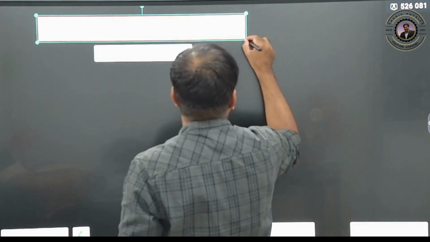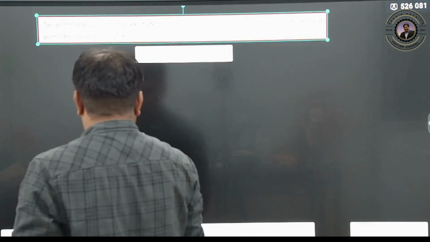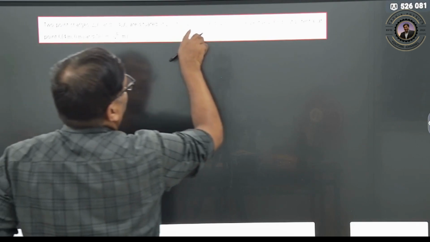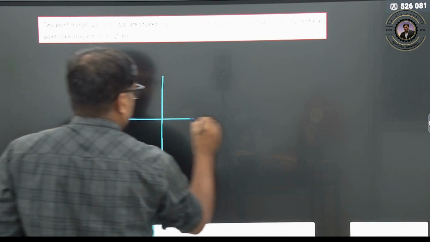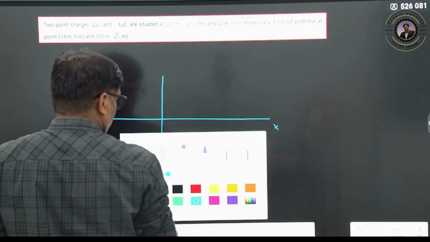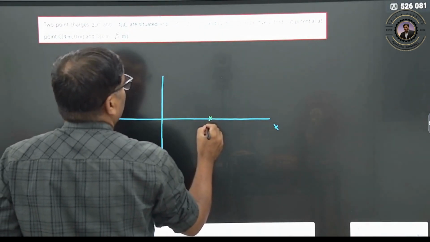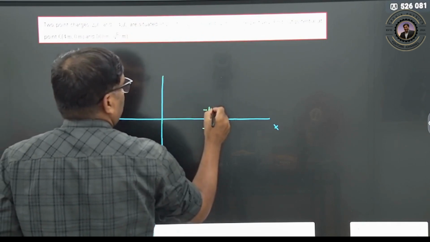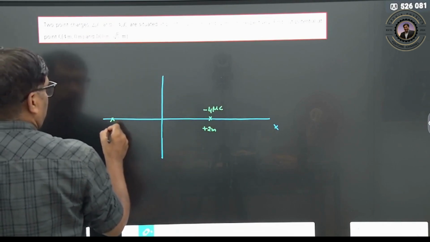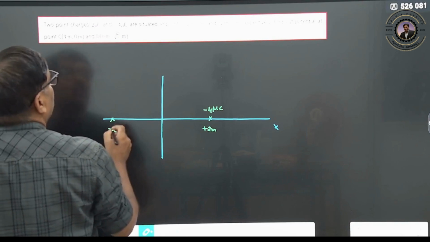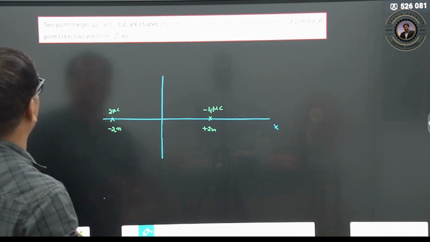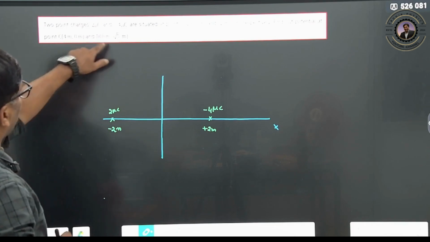Now let us go for one more question. There are 2 point charges situated at different points on the x axis, at minus 2 meters and plus 2 meters. A minus 4 microcoulomb charge is located at minus 2 meters, and a 2 microcoulomb charge is located at plus 2 meters. Find the potential at the point 4 comma 0, and at the point 0 comma root 5 meters.